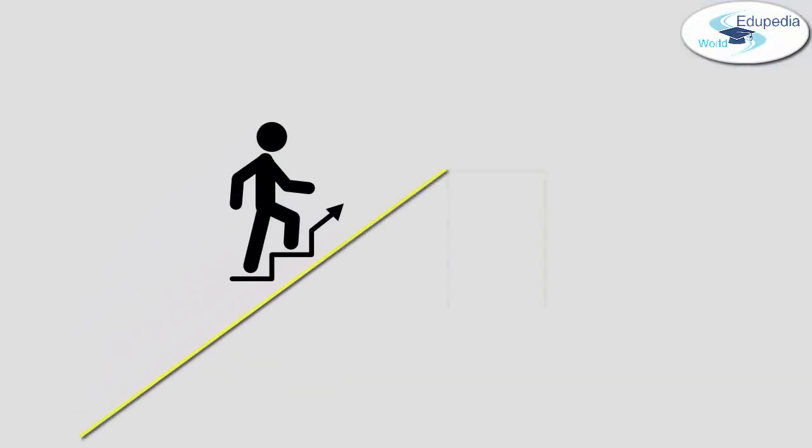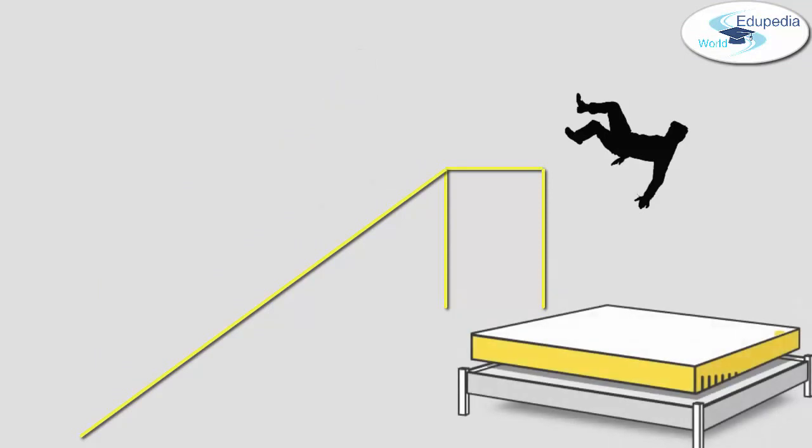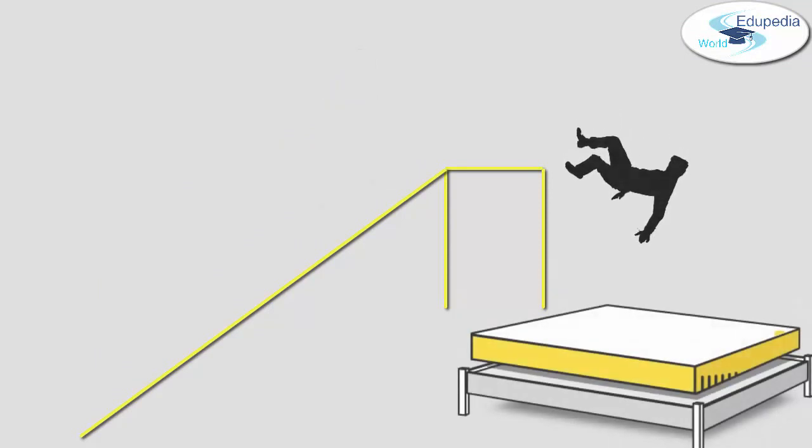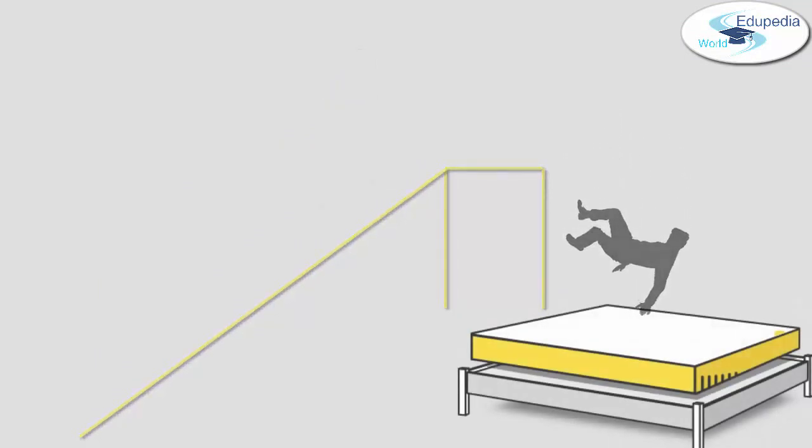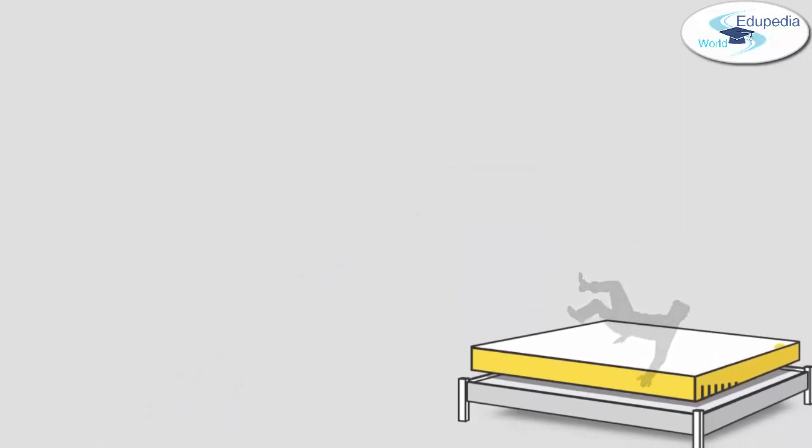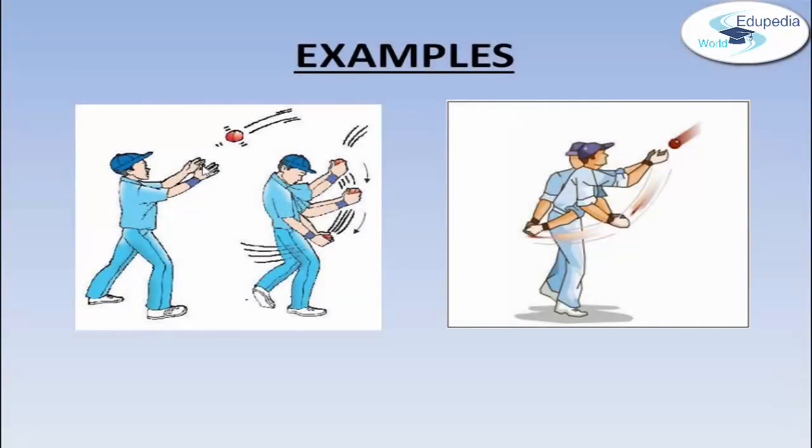Now, you must have seen the jumpers. So when they jump on that cushion, they don't jump on the ground. That is because that cushion is a bouncy kind of bed. He is gaining the time again. And that's why the impact on his body will be less. So these are the examples of the second law of motion.